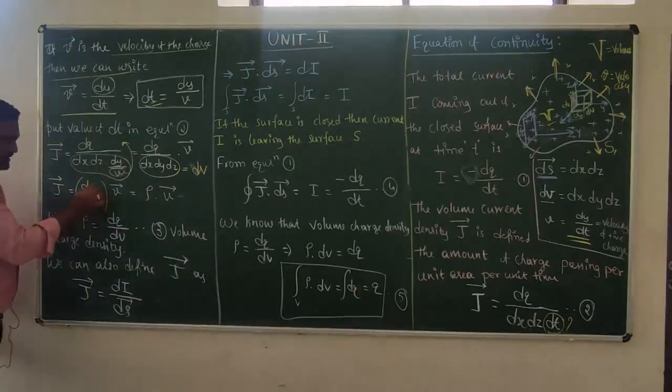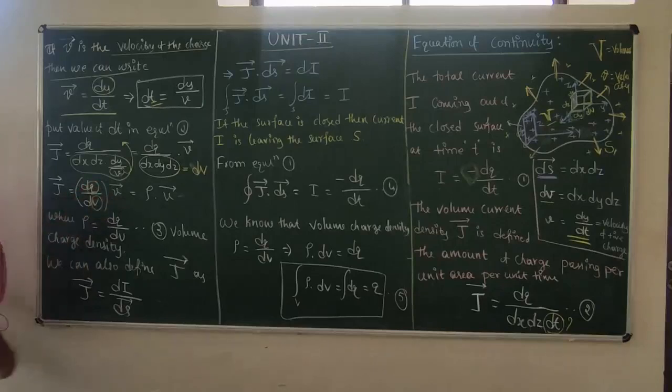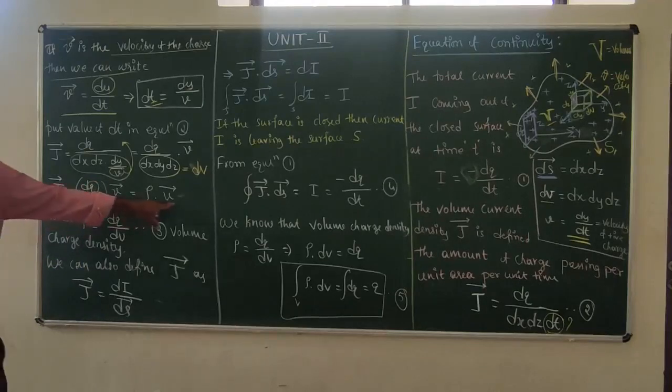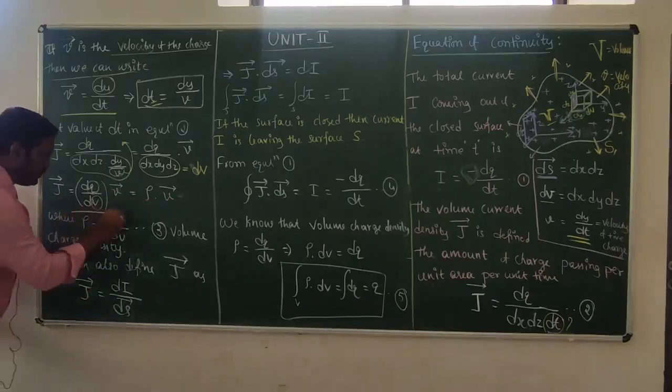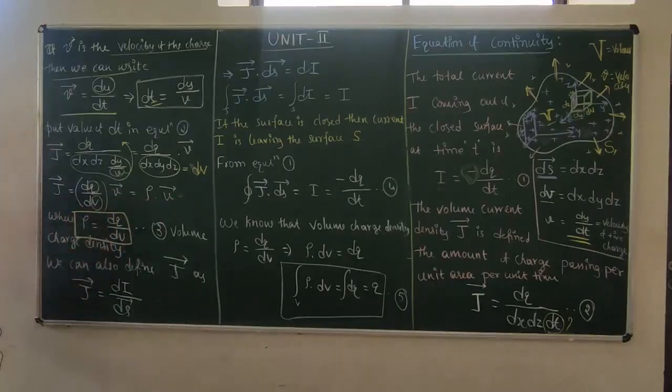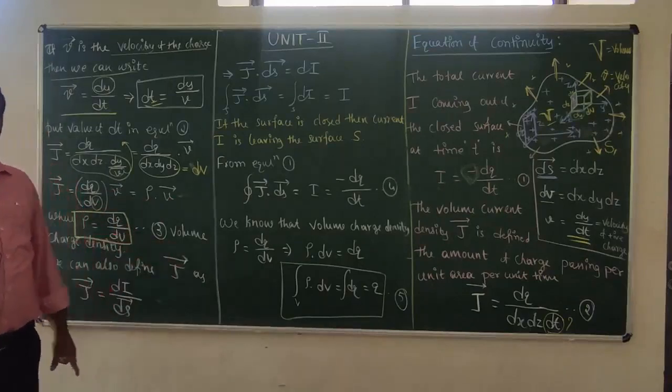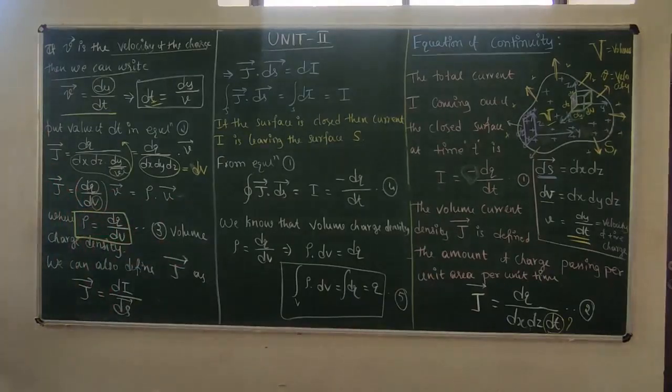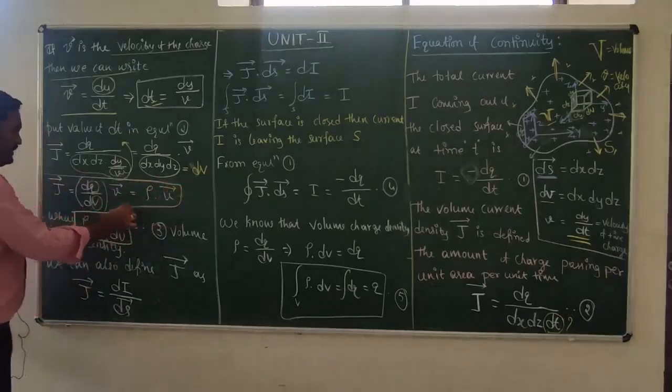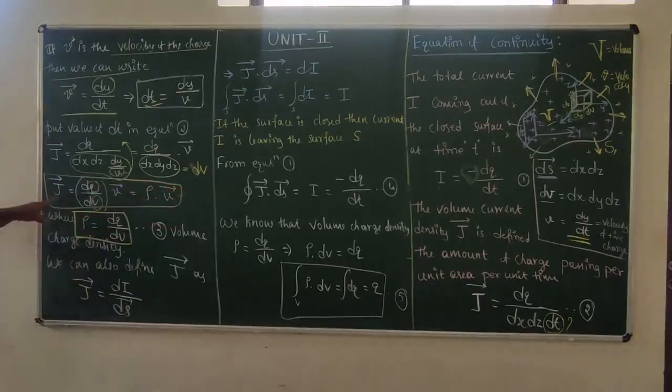Here we have charge divided by volume, so it is charge density. Rho is the volume charge density. So we get J is equal to rho v, where rho is equal to the volume charge density. This is a very important one. Take this as equation number 3. This is one way of calculating current density: J is equal to rho v.